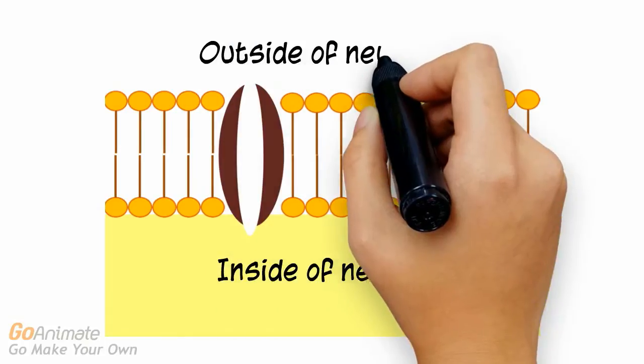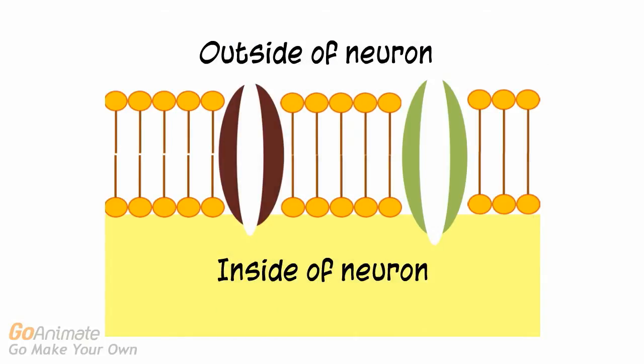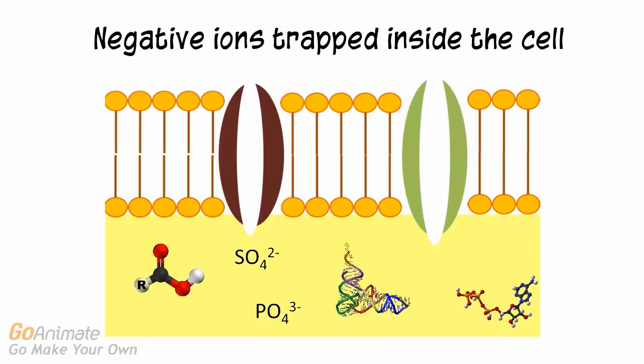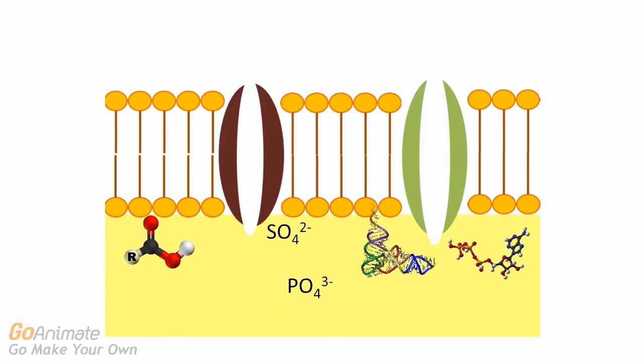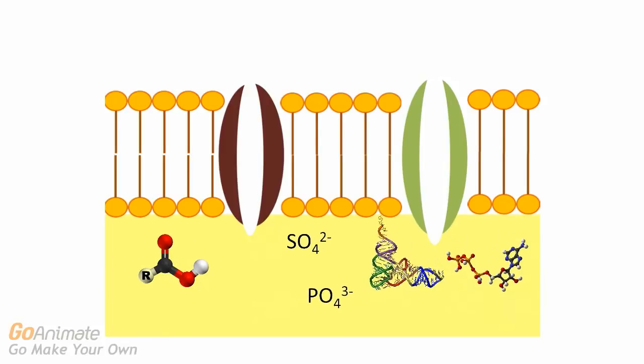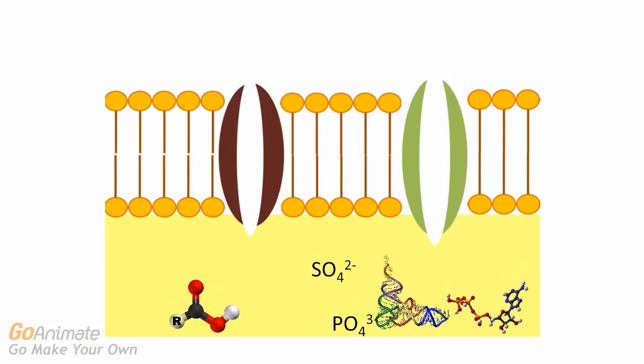The colored portion of this diagram represents the inside of the neuron, while the white portion represents the fluid surrounding the neuron. There are a number of negatively charged ions inside the neuron. These include organic acids such as carboxylic acid, phosphates, sulfates, proteins, RNA, and ATP. These are essentially trapped inside and work to make the inside of the cell more negative with respect to the outside.